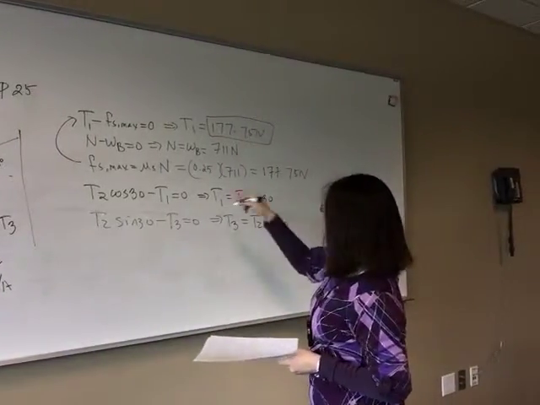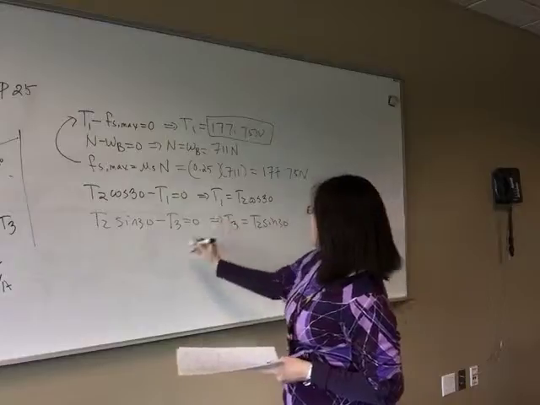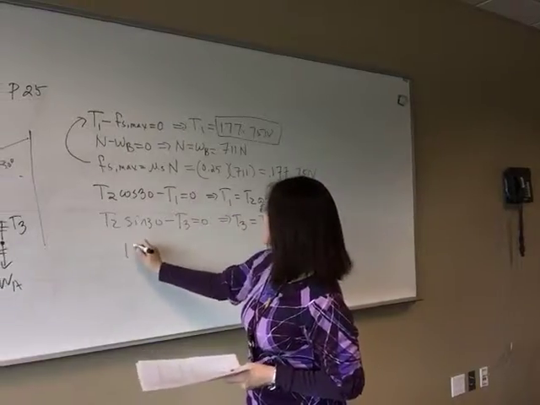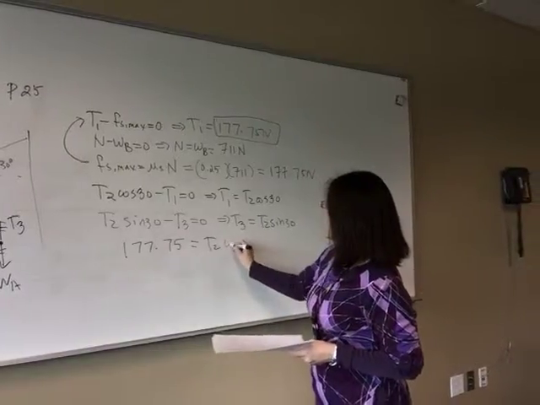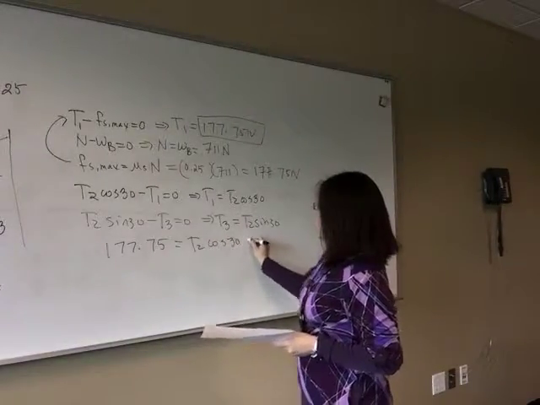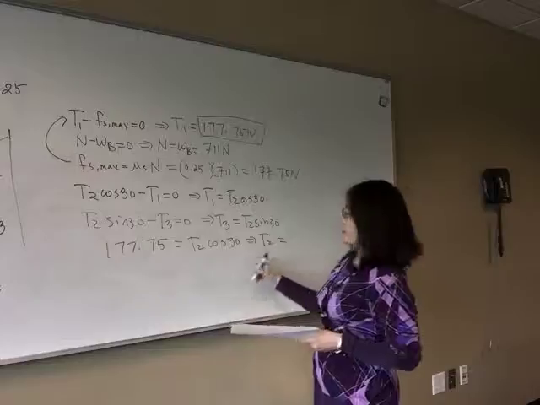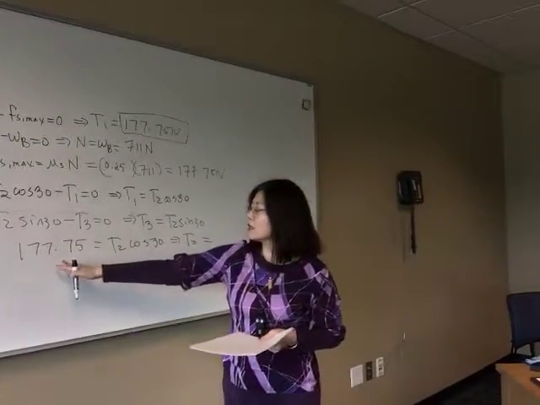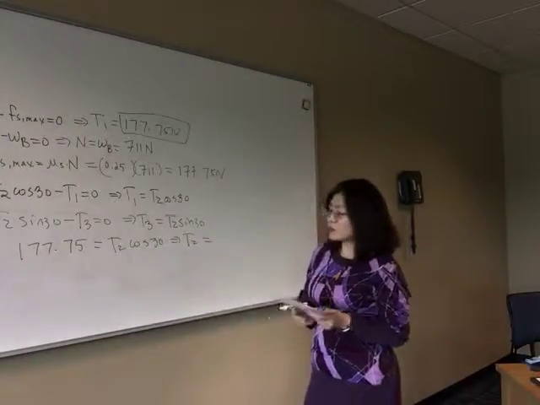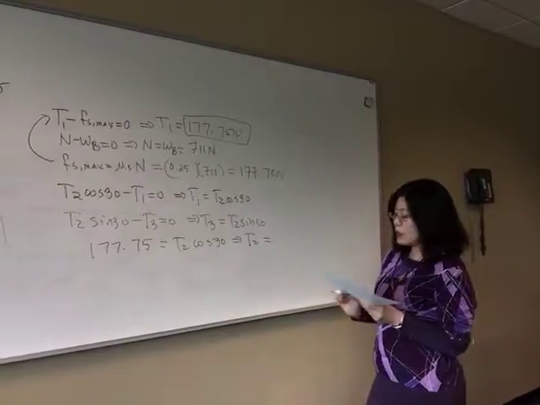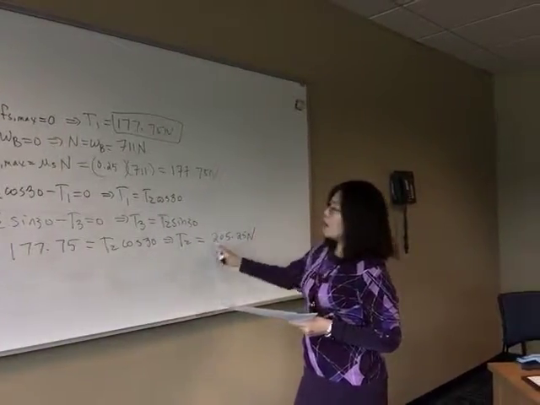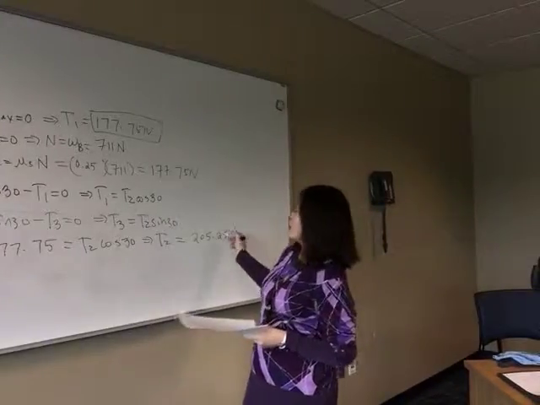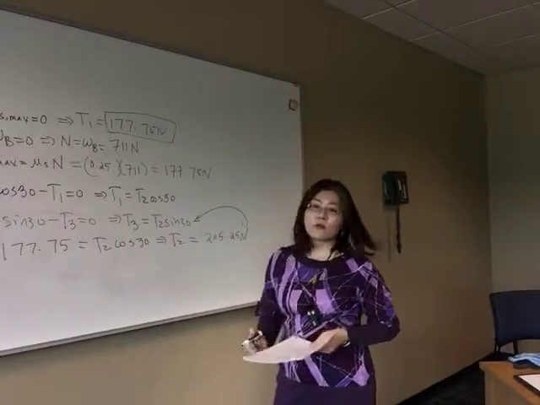Okay. So once you have your T1 magnitude, which means that your T1 on the left-hand side, that's 177.75, that's equal to T2 cosine 30. So you can easily calculate your T2, right? Because you have 177.75 and you have T2 times cosine 30. So your T2, you should get 205.25 Newton.